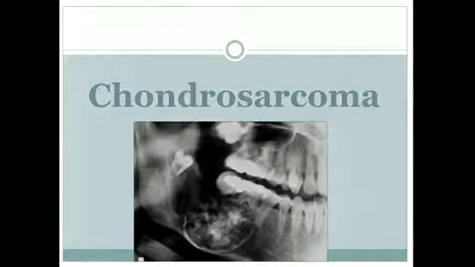So remember that sunburst appearance. Any questions about osteosarcomas? One more thing to go over. Sorry, I'm going over in time.